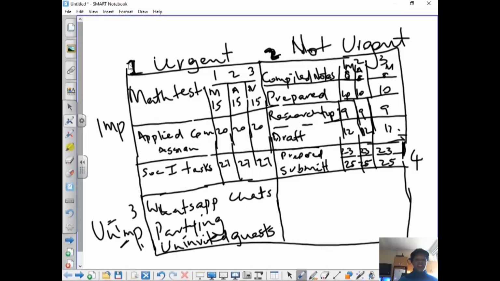Because quadrant number 3, they are urgent things. They are urgent in the sense that when they are there in front of you, you need to instantly take care of them. You need to remove them. Why? Because they are not important. They are unimportant things. You don't need them because you have priorities.